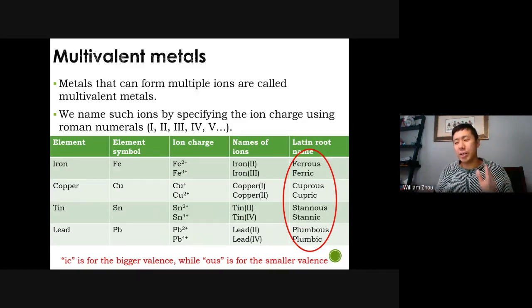Again, I stress that we don't do that anymore. For you, you just have to know the normal names using the Roman numerals, and that's a lot simpler because you don't have to memorize these. Just literally count. Well, 2+, okay, 2. 3+, all right, you have 3. Does that make sense?